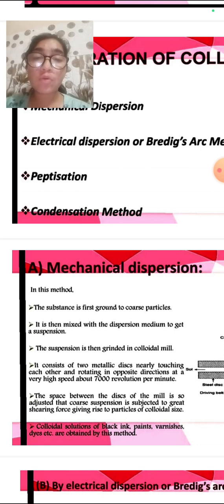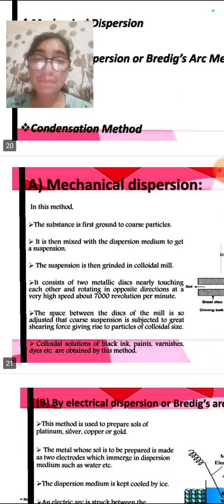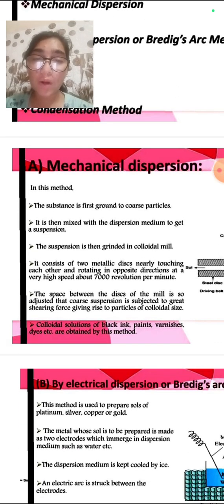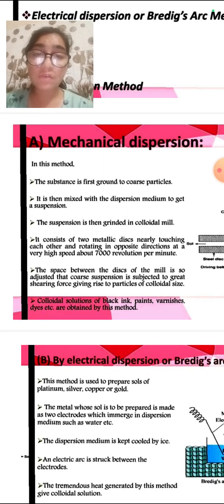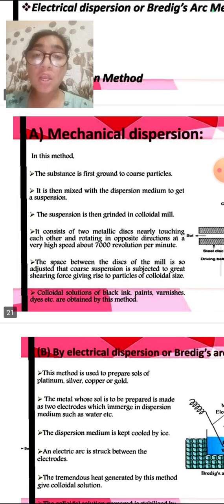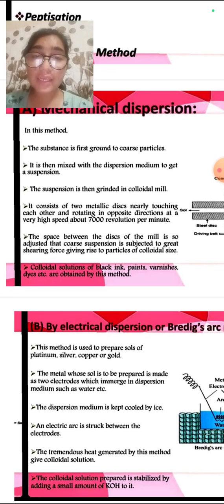It consists of two metallic discs nearly touching each other and rotating in opposite directions at a very high speed, about 7,000 revolutions per minute. The space between the discs of the mill is adjusted so that the coarse suspension is subjected to great shearing force, giving rise to particles of colloidal size. Colloidal solutions of black ink, paints, varnishes, and dyes are obtained by this method.